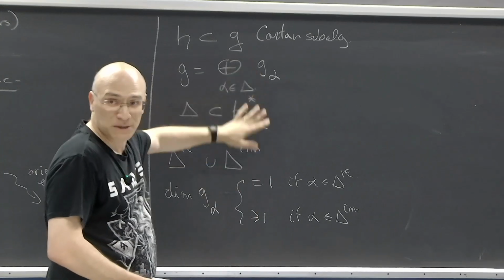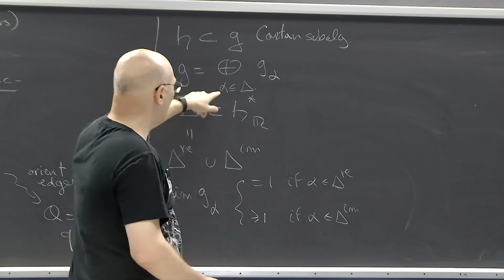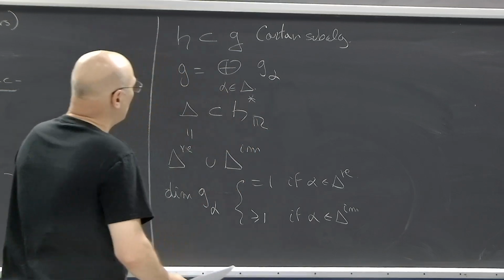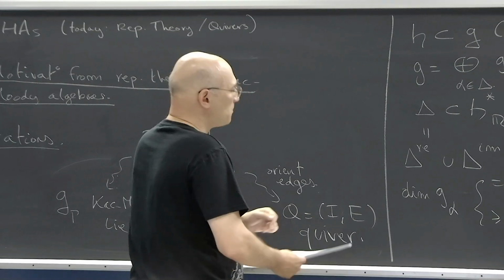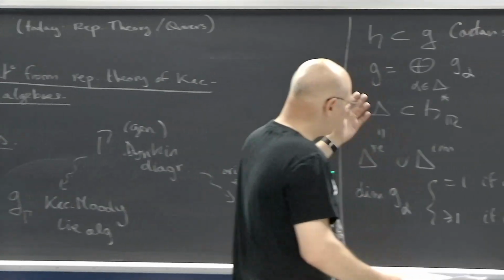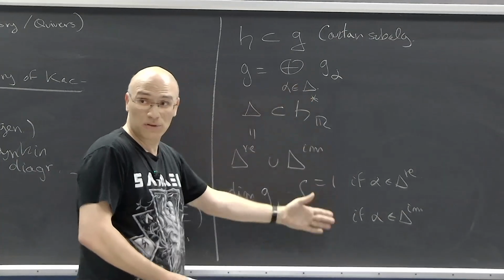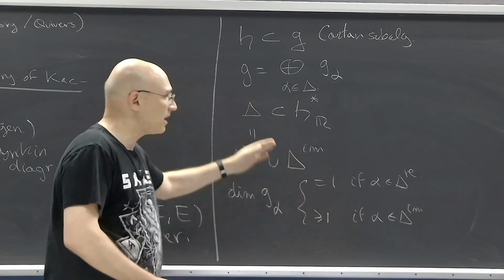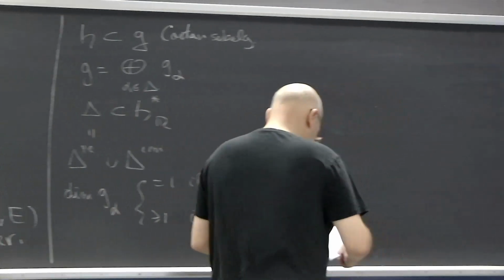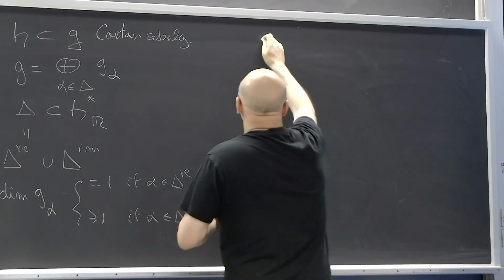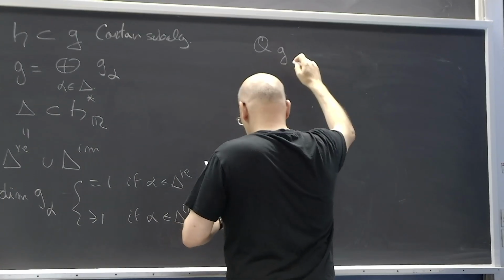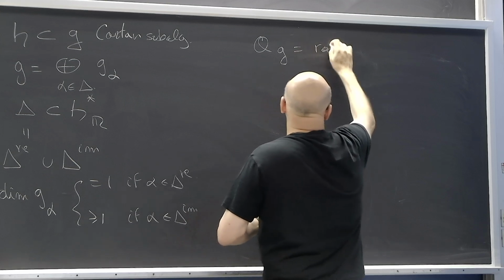OK, so from a Dynkin diagram, one can produce a Lie algebra, and this Lie algebra has a grading, and the weights that arise form a nice combinatorial set. And in addition to this combinatorial set, we also have the multiplicities, the dimension of the corresponding weight space. And then we also have Q G. This is the root lattice.